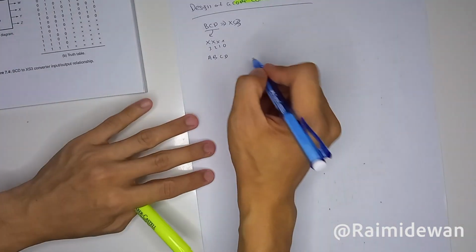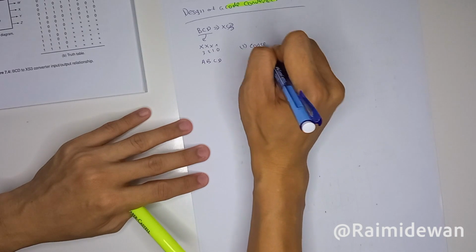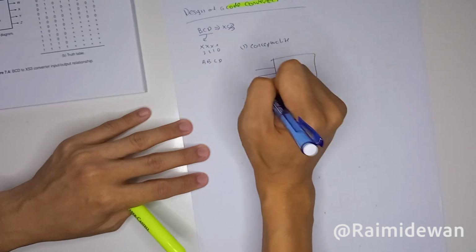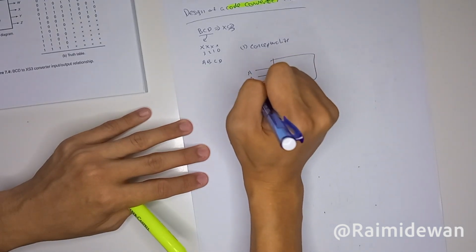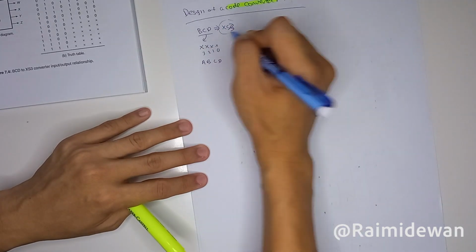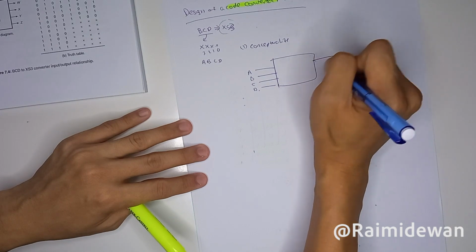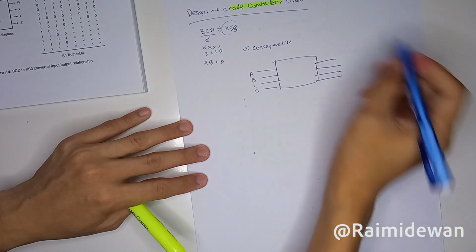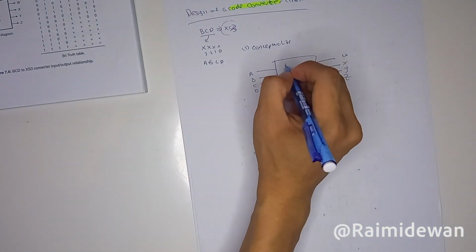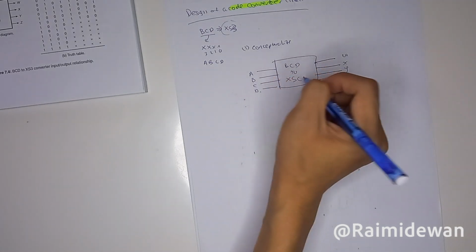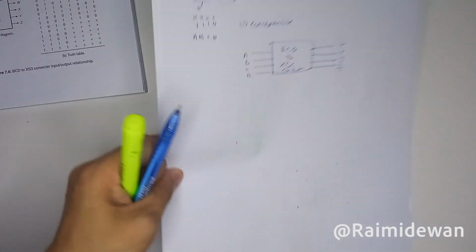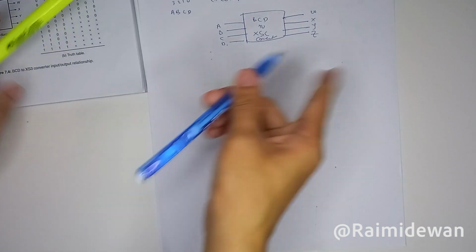Okay, so we go for step 1, which is to conceptualize. So you have inputs 1, 2, 3, 4, and then you have Excess-3, so it's also 4 outputs, 4-bit code, W, X, Y, and Z. So here is actually a BCD to Excess-3 converter, just as per the standard truth table.